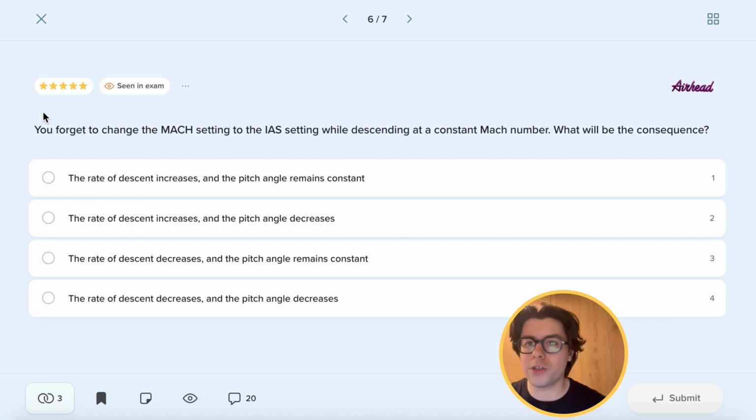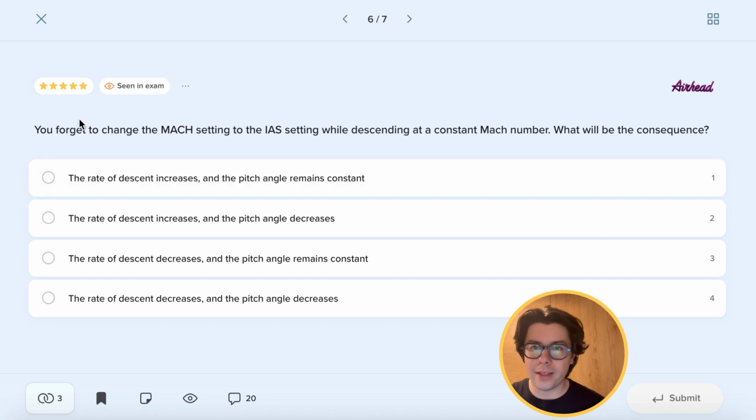When we're descending, however, the situation is reversed. So at some point, we do want to change to IAS. However, if you descend with constant Mach number, what will happen to your calibrated airspeed, or your IAS? With constant Mach and descending, the CAS continues to increase. So with the increased CAS, the TAS will also increase, and this together will lead to an increased rate of descent. However, now there is a consideration of your pitch angle.